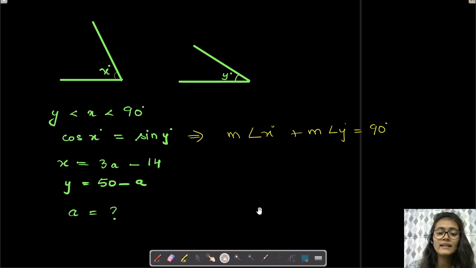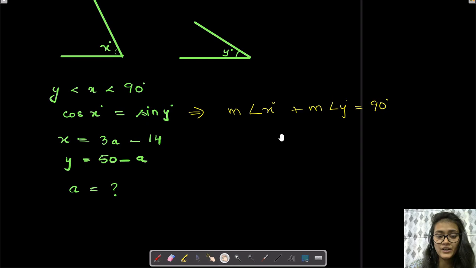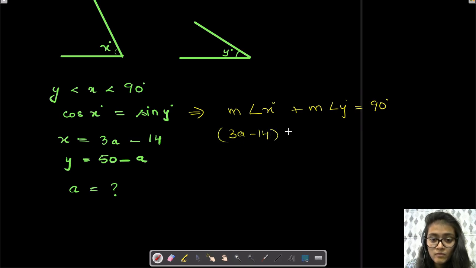And now we know that there is a linear relationship between angle x and angle y, which is angle x plus angle y is equal to 90 degrees. So all we gotta do now is substitute the values of angle x and angle y. So x is 3a minus 14 plus measure of angle y is 50 minus a. This is equal to 90 degrees.